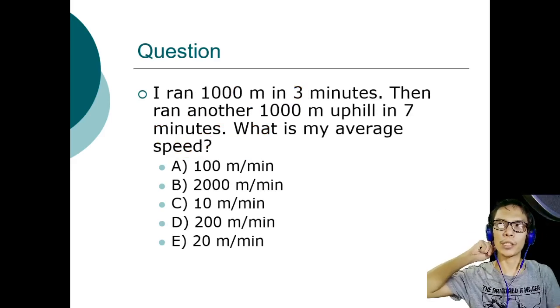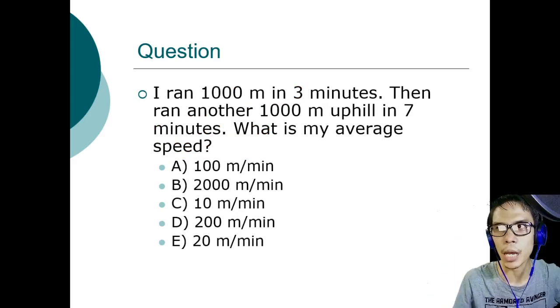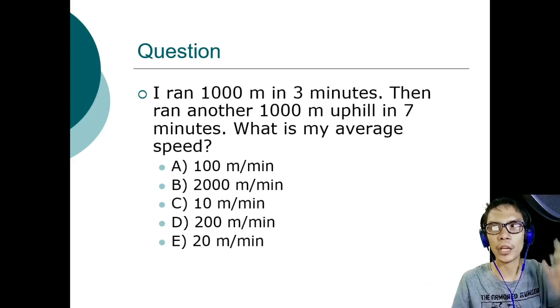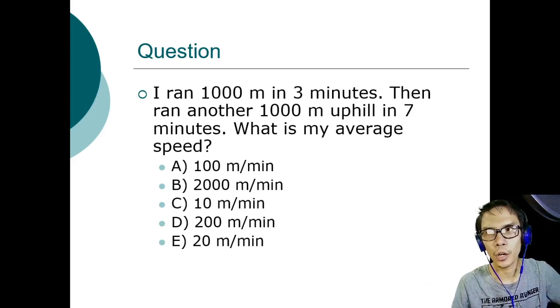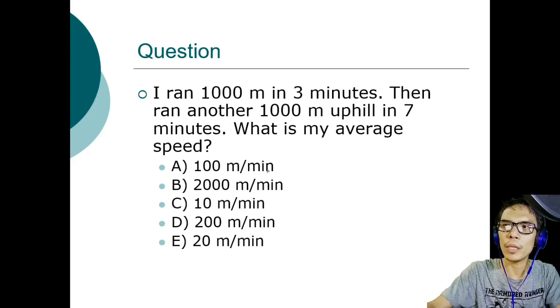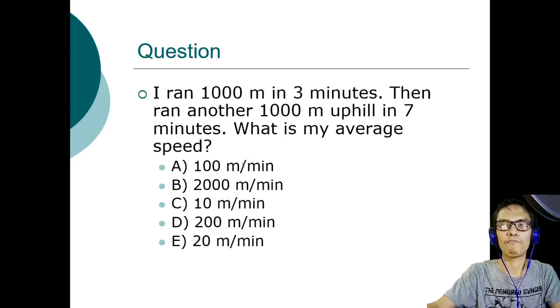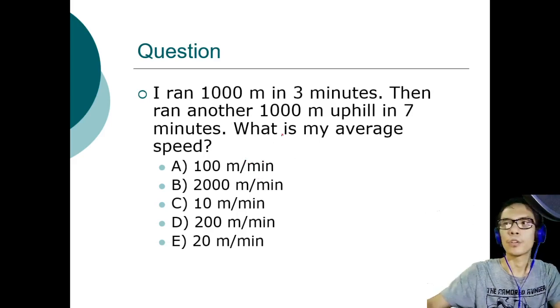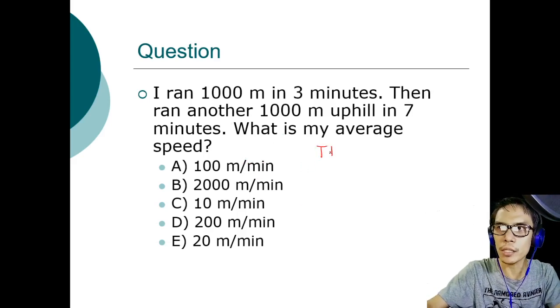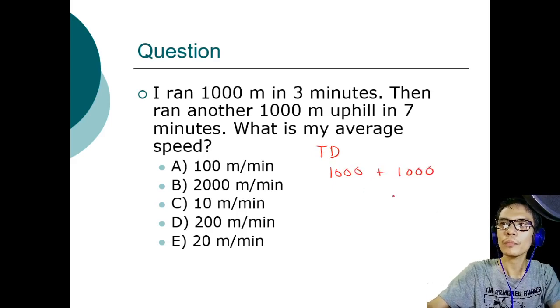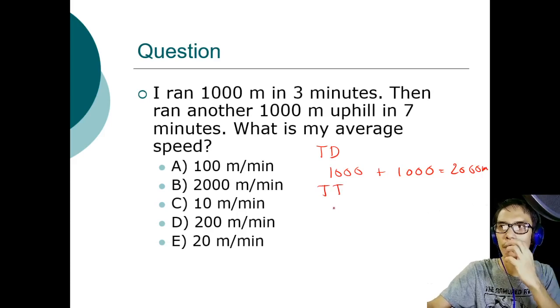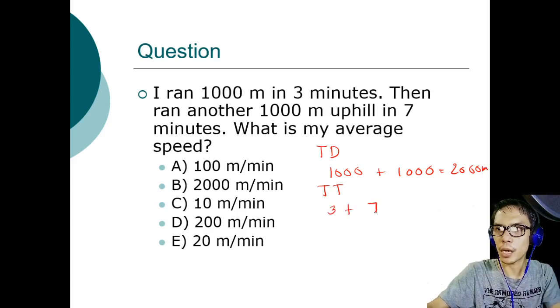I ran 1,000 meters in 3 minutes. Then I ran 1,000 meters uphill in 7 minutes. What is my average speed? Alright, so what will be the average speed of this person that we have right here? So we can compute this one. So total distance. Alright, so we can have 1,000 plus 1,000. Alright, so we can have 2,000 meters. Alright, so the total time. Alright, so the total time will be 3 minutes plus 7 minutes is equal to 10 minutes.